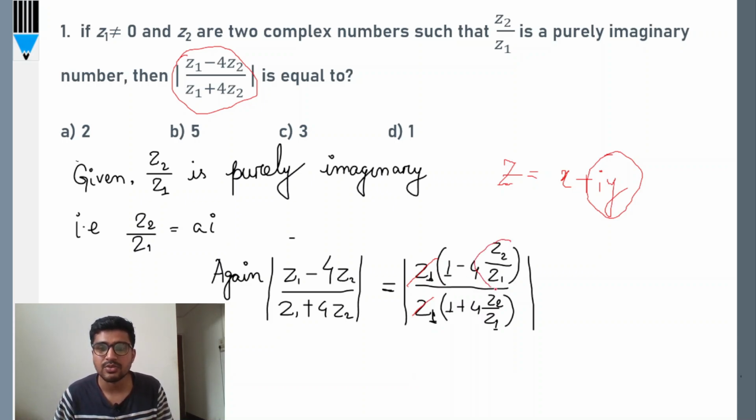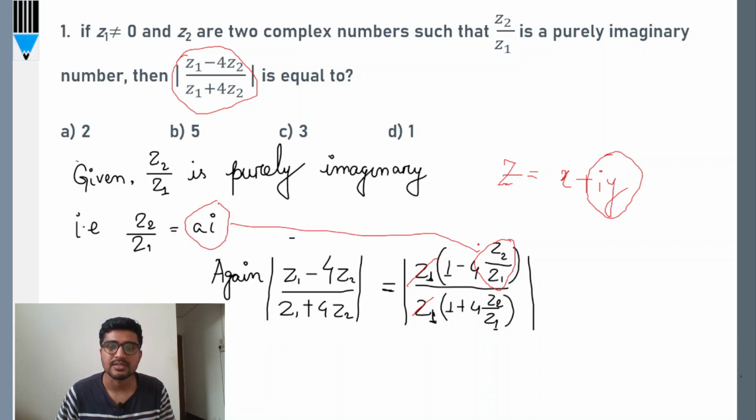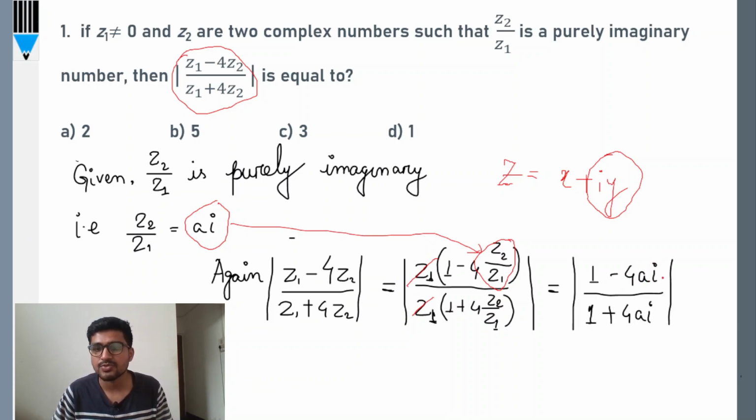Again, we'll put this ai as z2 by z1. Means z2 by z1 we'll put as ai. So after putting ai for z2 by z1, we get |(1 minus 4ai) divided by (1 plus 4ai)|. Now see, modulus of z, when z is in the form x plus iy, will be given by root over x square plus y square.